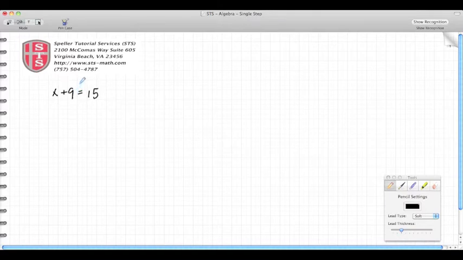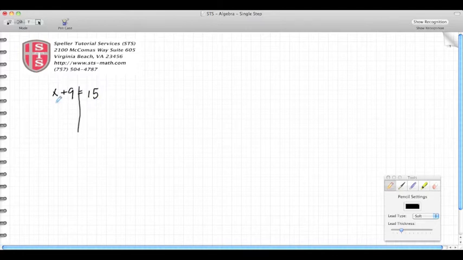To help us in doing that, we're going to draw a line right down the equal sign. So we've split our equation into two separate expressions. On the left-hand side, the expression is x plus 9. On the right-hand side, the expression is 15. A very basic rule of algebra is to always get the variable by itself. And to get the variable by itself, you have to use the inverse operation.